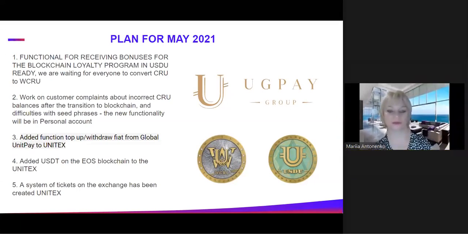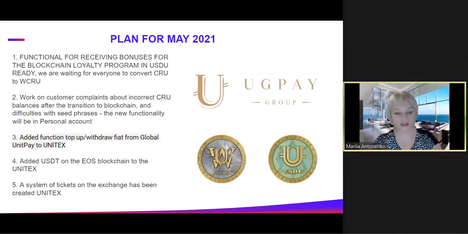So yes, it's mid-June. I wanted just to make sure it's not July. So if all the errors are rectified, we also added the topping up and withdrawal of fiat from Global Unit Pay to UnitEx or from UnitEx. Many people already tied their Global Unit Pay accounts to UnitEx. There is such a word as linked.